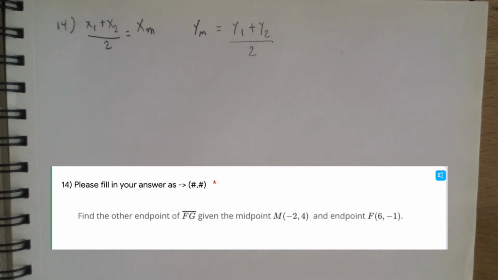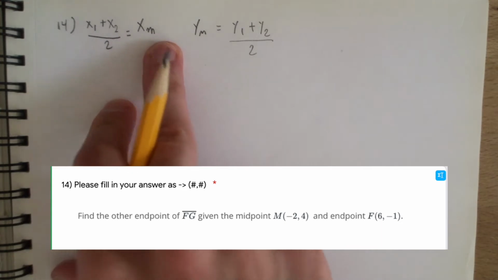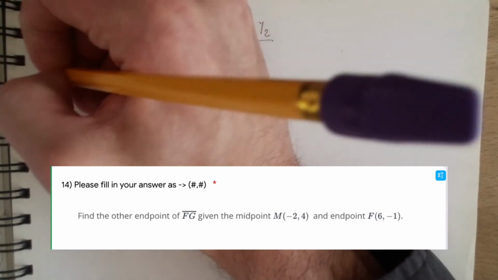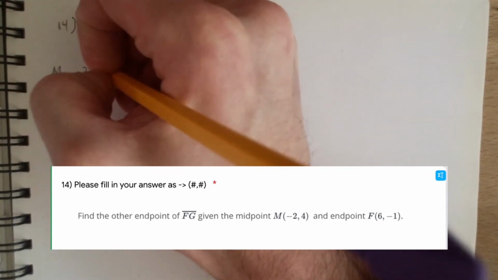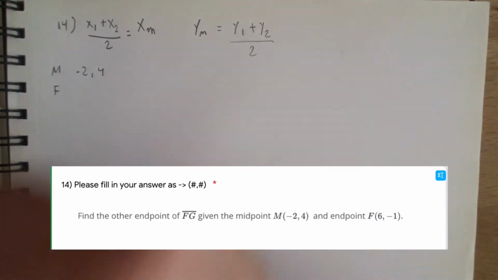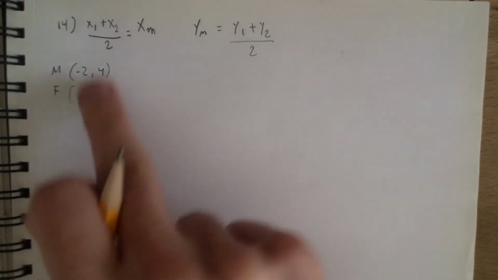Question 14 is similar to our normal midpoint question, but this time we're trying to find one of our endpoints. To do so, we're going to use our original midpoint formula: x1 plus x2 divided by 2 is equal to xm, and we're going to fill in the values which were given. In this particular question, we're given our midpoint value of M as -2, 4, and we also have our endpoint, which we'll call F, as equal to 6, 1.